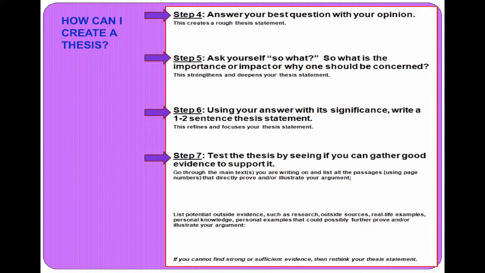Go through the main text that you are writing on and list all the passages using page numbers that directly prove and/or illustrate your argument. List potential outside evidence such as research, outside sources, real-life examples, personal knowledge, personal examples that could possibly further prove and/or illustrate your argument. If you cannot find strong or sufficient evidence, then rethink your thesis statement.